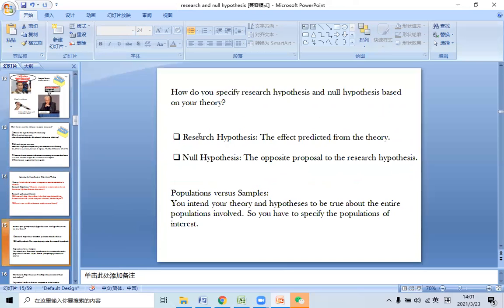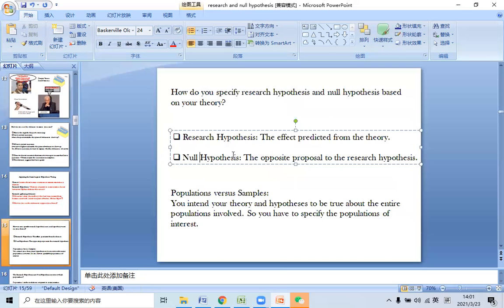You would need to specify the research hypothesis and the null hypothesis. The research hypothesis is the effect you are predicting. You are predicting that social isolation would make kids less smart or have lower IQs. But you don't start with the research hypothesis.